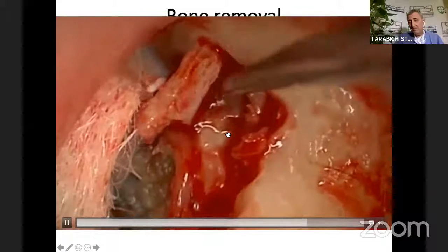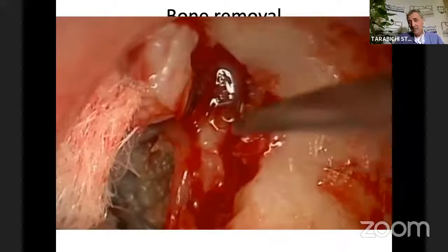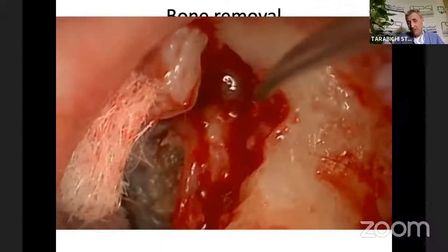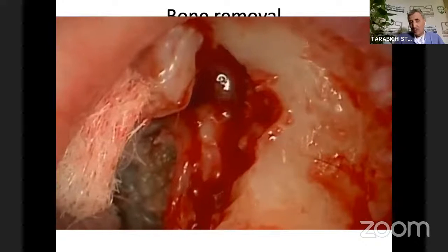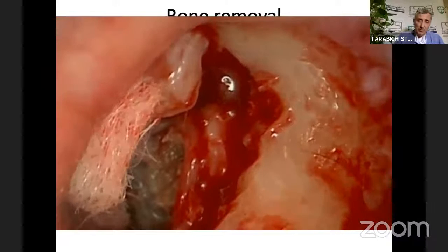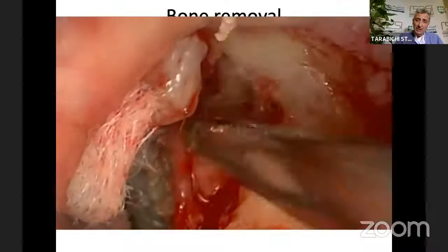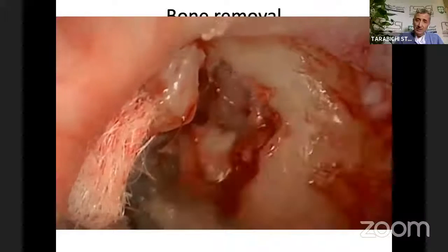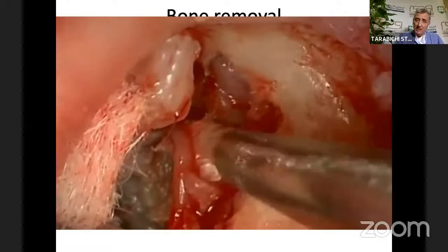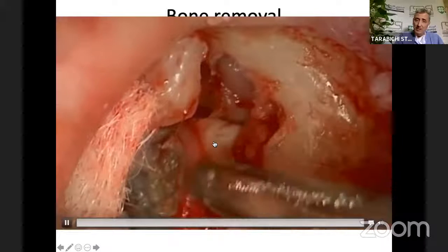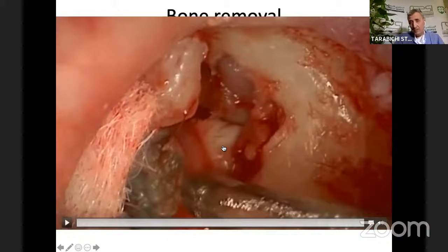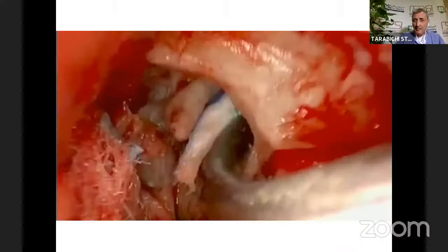And this is how endoscopic ear surgery is supposed to work, where you really see the planes, and you see the pathology in a very, very clear manner. You see the chorda tympani here, and you see the cholesteatoma, the mesotympanic cholesteatoma behind it.